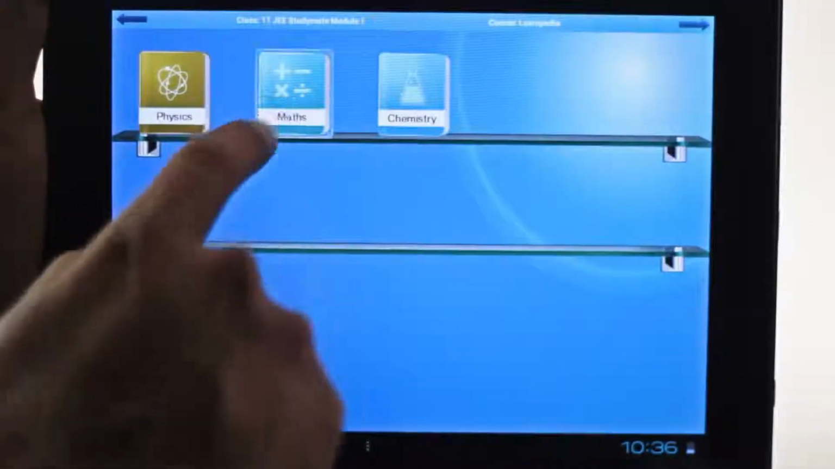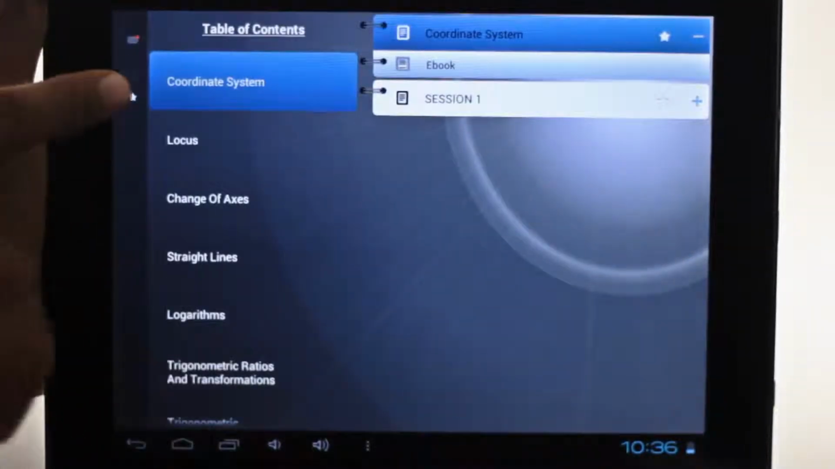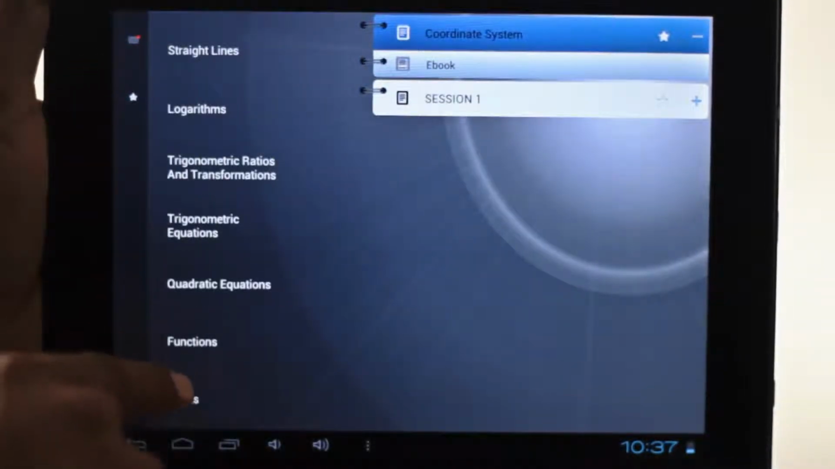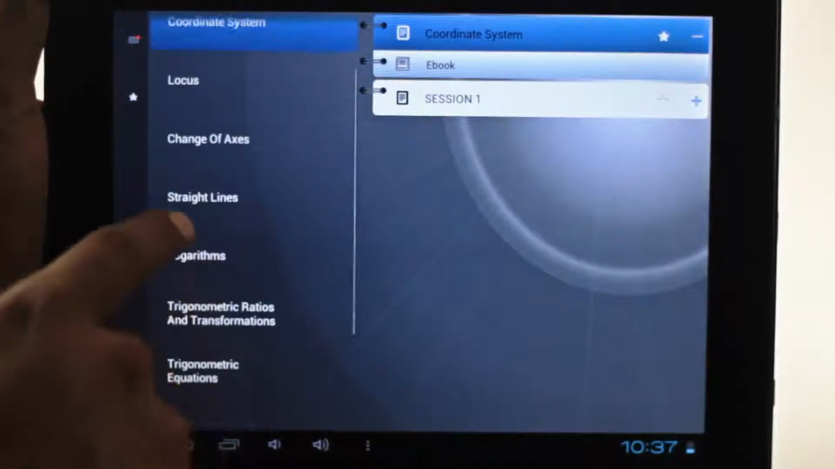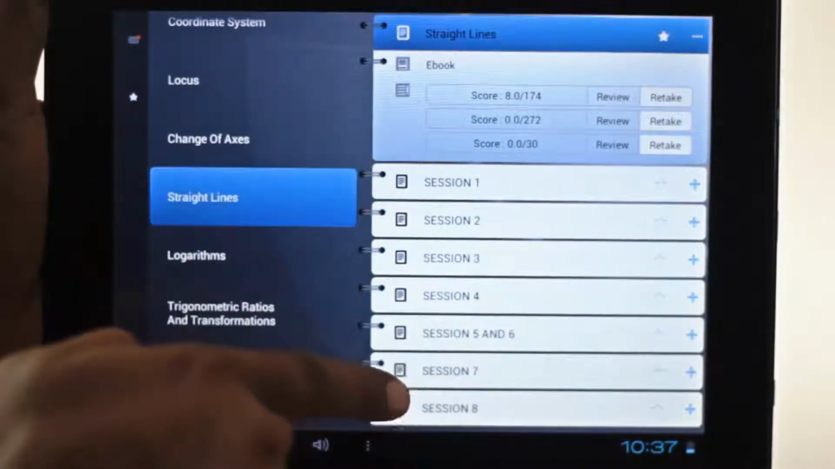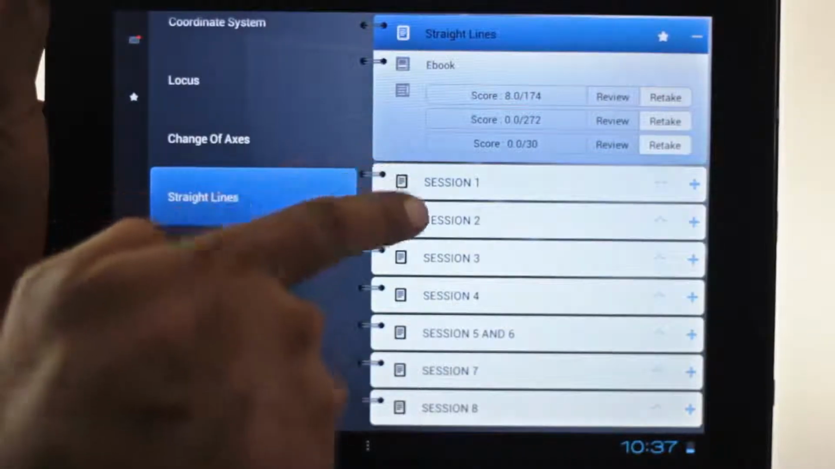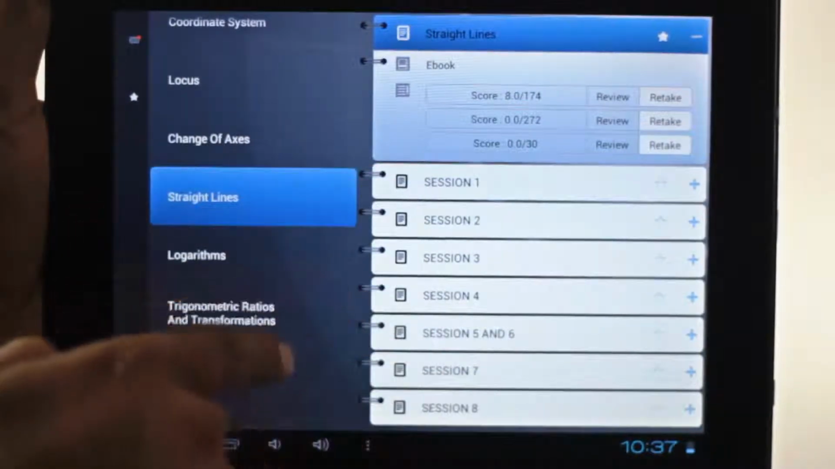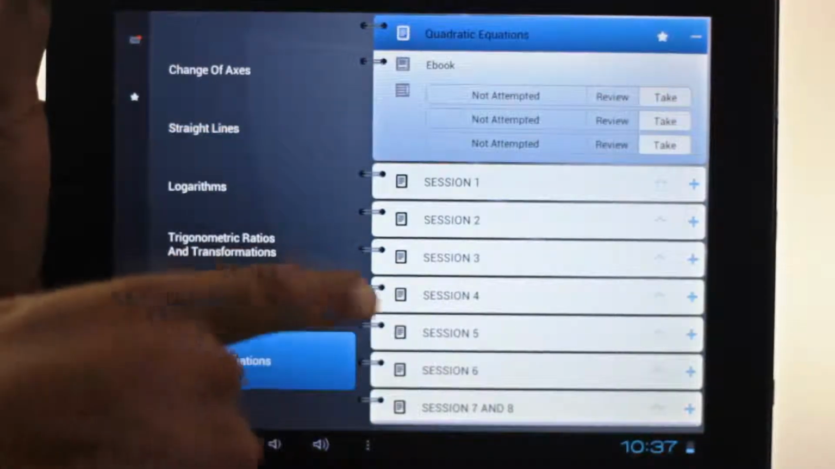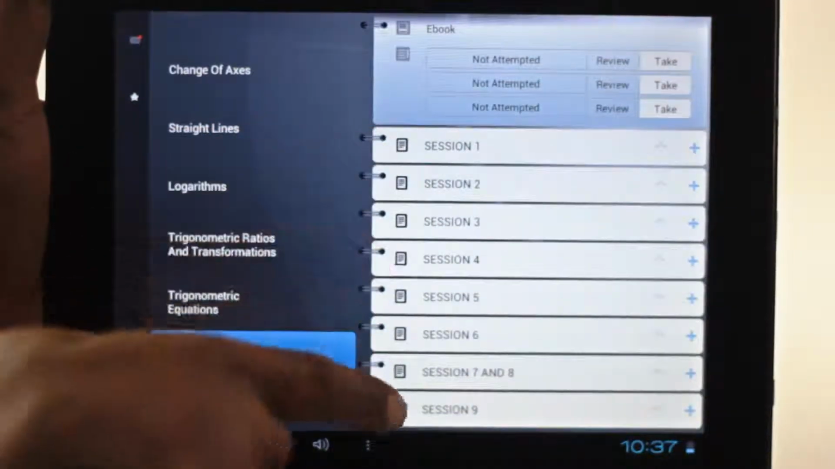Let me take you to Mathematics. You can see there are various chapters here: Coordinate System, Quadratic Equations, and so on. Now, when you hit any of these chapters, you can see there are sessions coming on your right. So this says Straight Lines is discussed in 8 sessions. Now, when I hit a chapter like, say, Quadratic Equations, you can see this is discussed in 9 sessions.